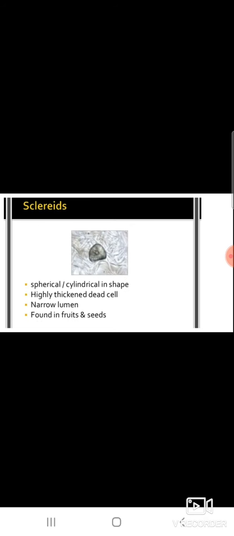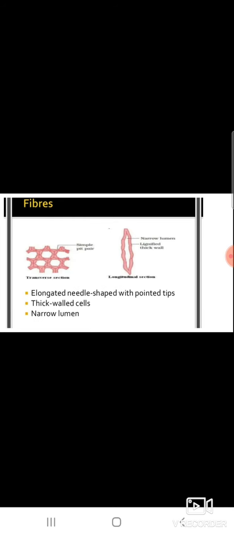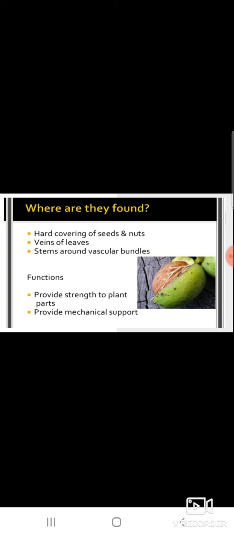Sclereids are spherical or cylindrical in shape, highly thickened dead cells with a narrow lumen, found in fruits and seeds. Fibers are elongated, needle-shaped cells with pointed tips, thick walls and a narrow lumen. Where are they found? In the hard covering of seeds and nuts, veins of leaves, and stems around vascular bundles. Their function is providing strength and mechanical support in plant parts.